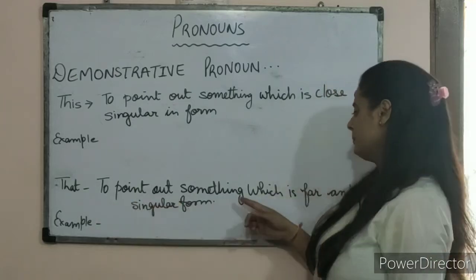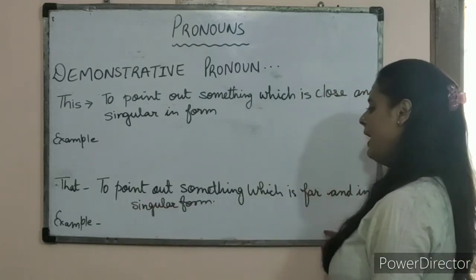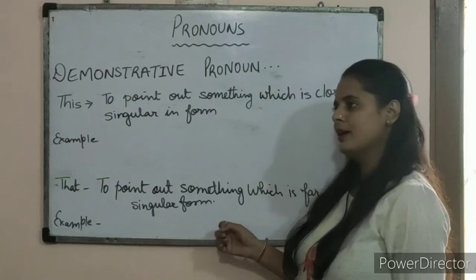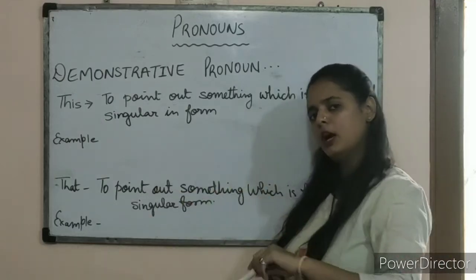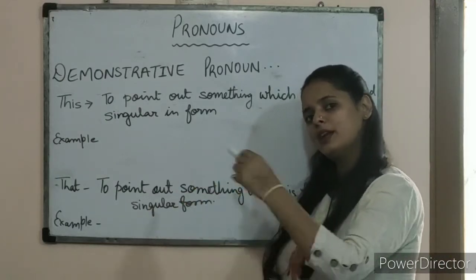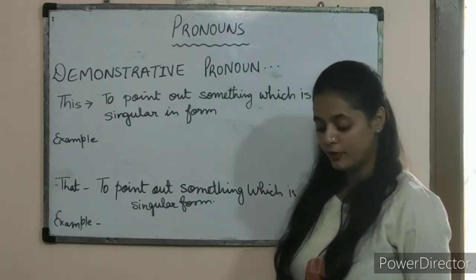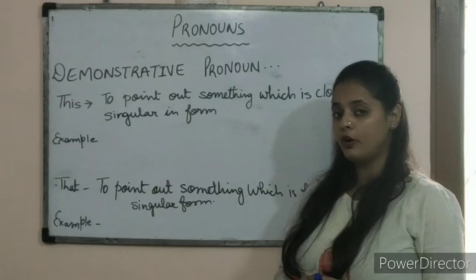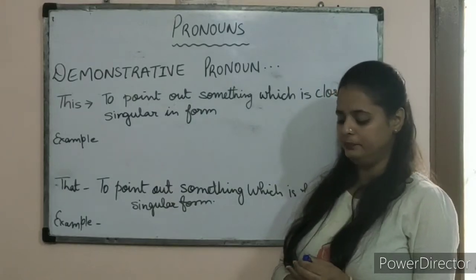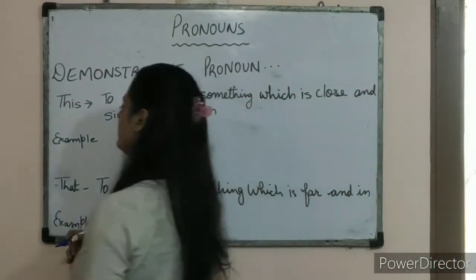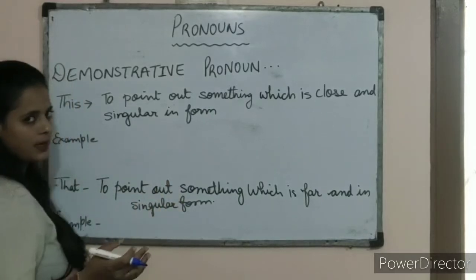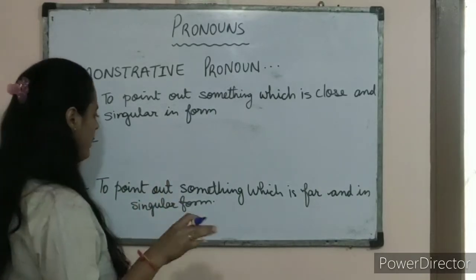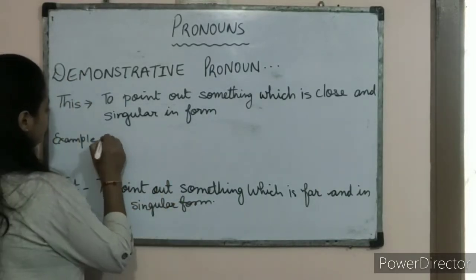That is to point out something which is far and in singular form. Okay. You are pointing out something which is far from you and it is in singular form. For example, I have left the example section for you so that I can tell the example to you, or I can write down the example. I have given you the example of marker. Okay, now I will be giving you another example.